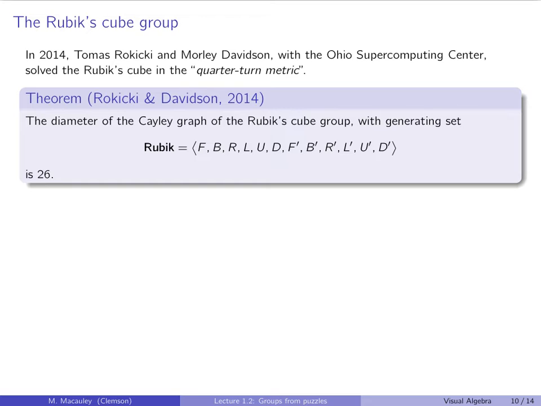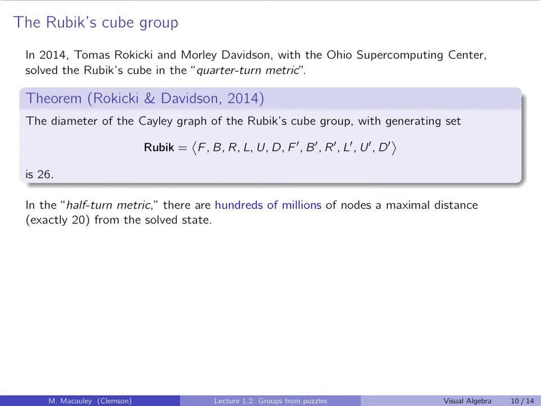In 2014, two of these mathematicians, Tom Rokicki and Morley Davidson, with the help of the Ohio Supercomputing Center, solved the Rubik's Cube in the quarter turn metric. So they said that the diameter of the Cayley graph of the Rubik's Cube group, where you only allow quarter turns as a generating set, is 26.